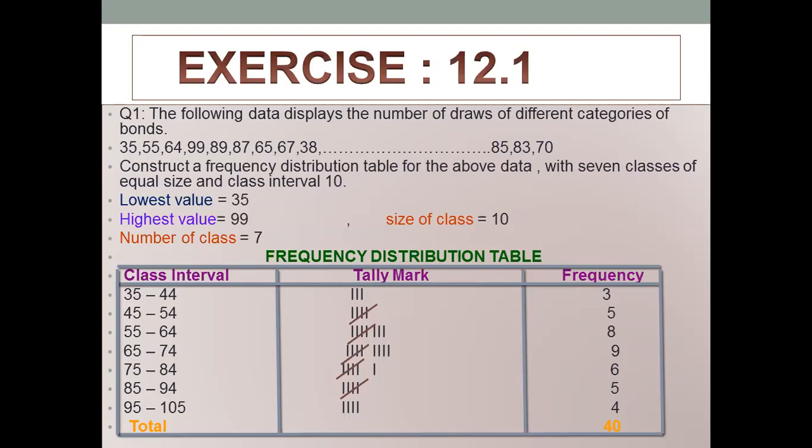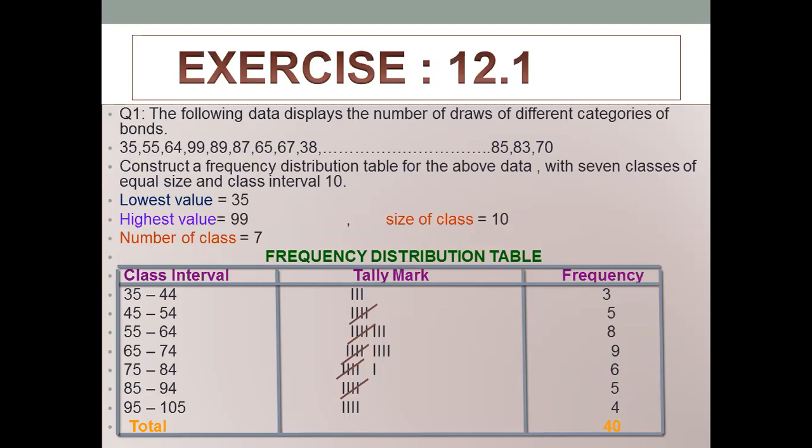Come to the next class, 45 to 54, and there are five numbers in the data which lie between 45 and 54. I write four vertical lines and cut one line. This is 5. When you write 5 in the tally mark, you write four vertical lines and cut a line, which represents the 5. And in the frequency, you see that I write the number 5. Again, the next class is 55 to 64. And how many numbers are there?